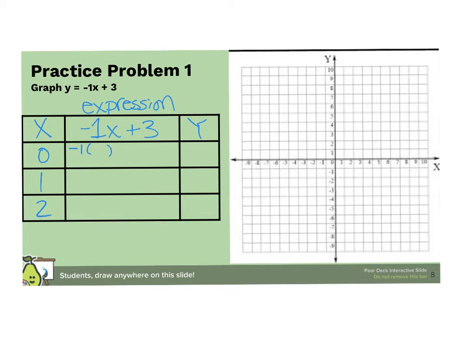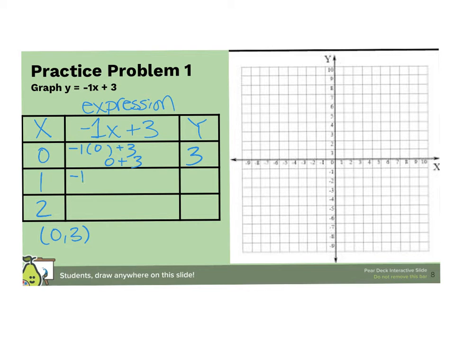-1, parentheses, plus 3. What are we filling in for X this time? A 0. Anything times 0 is 0. 0 plus 3 is 3. Our first ordered pair is 0, 3. So when X is 0, what is Y? It's 3. Let's move on.